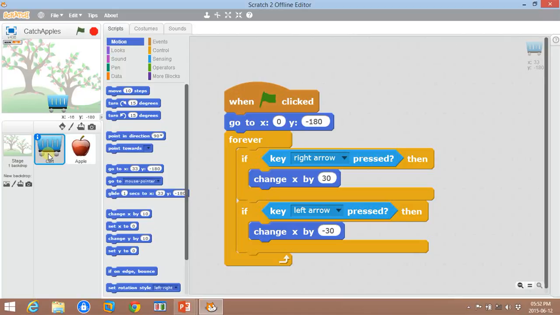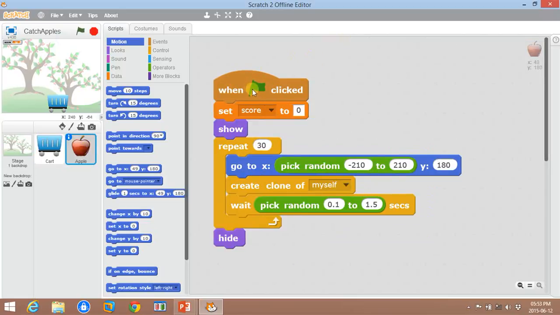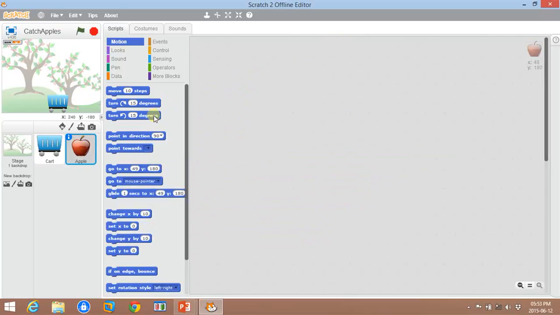Okay, guys, this is what you should have. Okay, now we're going to move on. Wait, is that what you should have now? Wait. Yep. Now check the apple sprite.